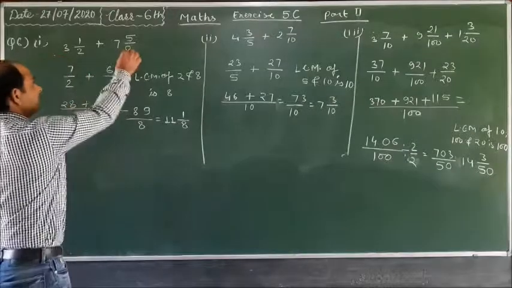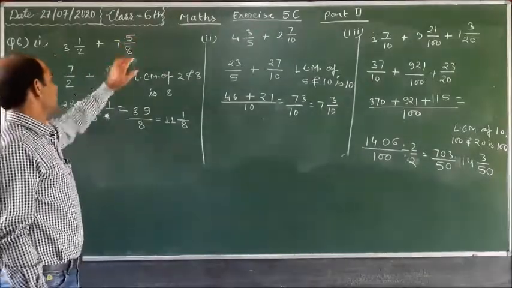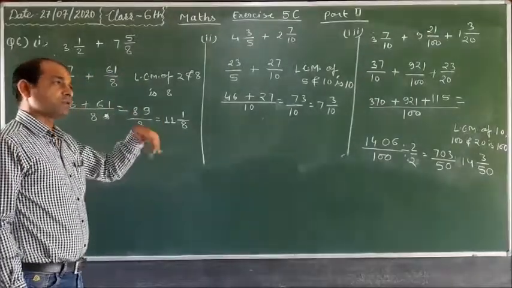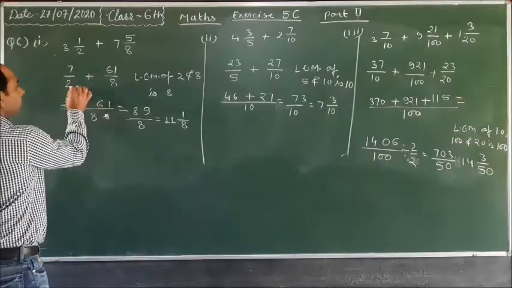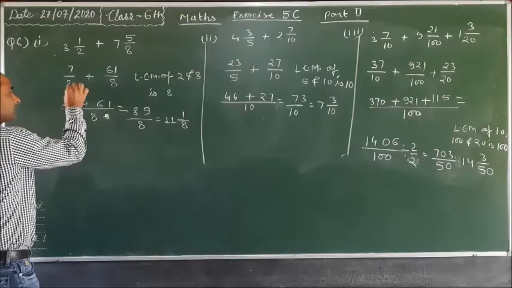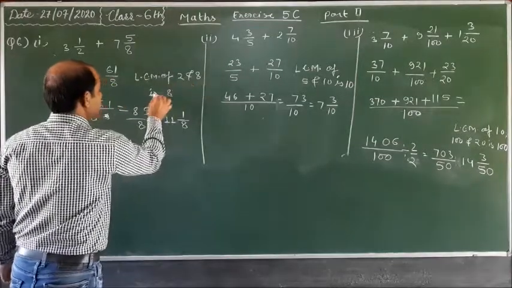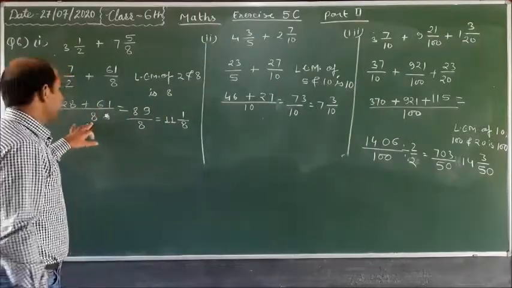Now plus 8 sevens is 56. 56 plus 5 equals 61 upon 8. Now we take the LCM of the denominators. So the LCM of 2 and 8 is 8. Okay. Now LCM is 8 here.